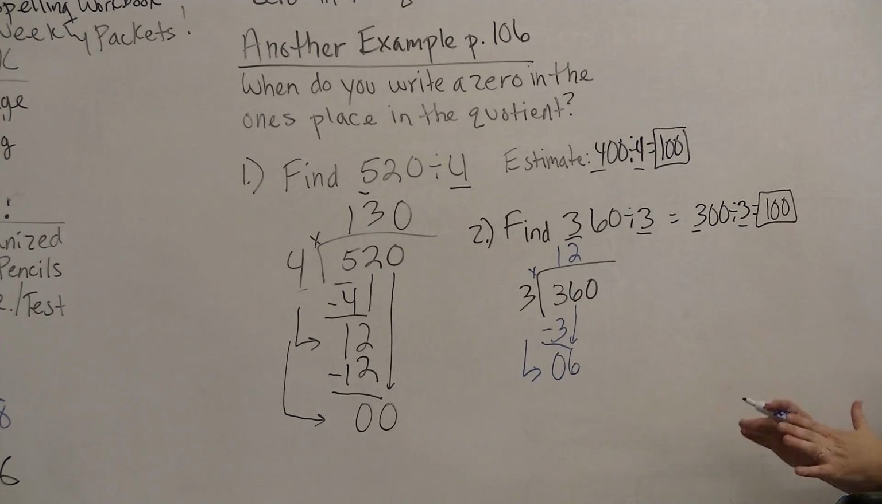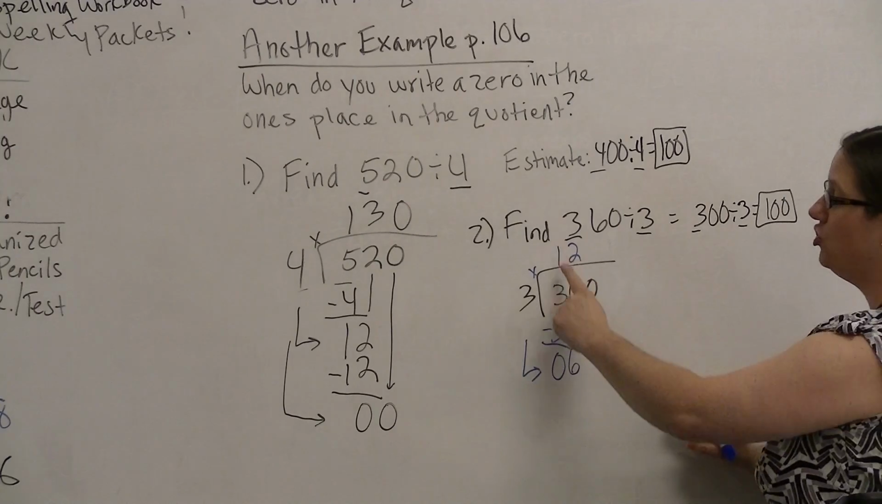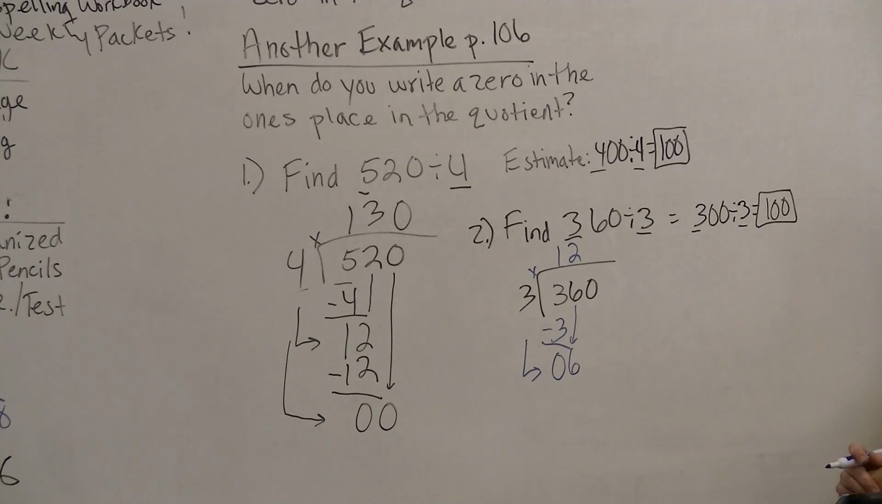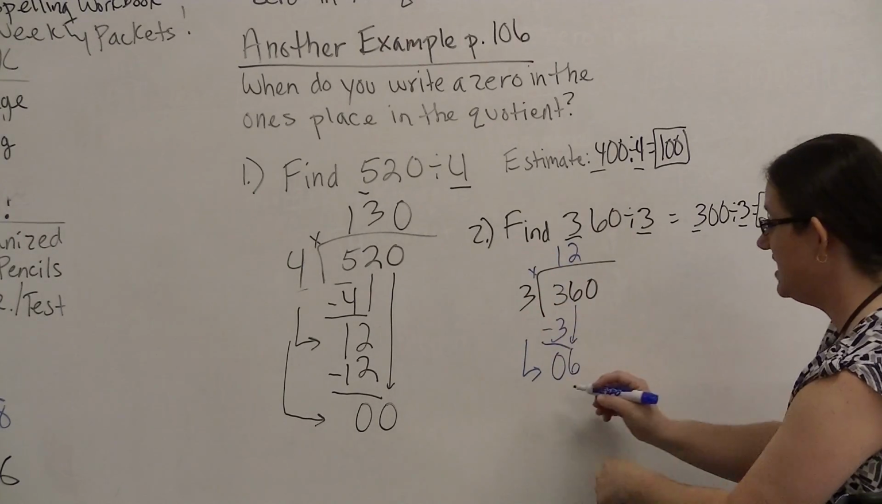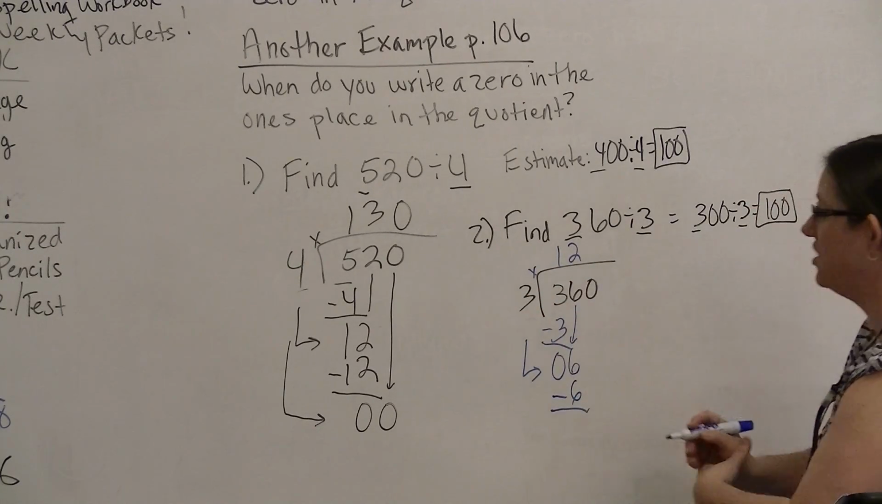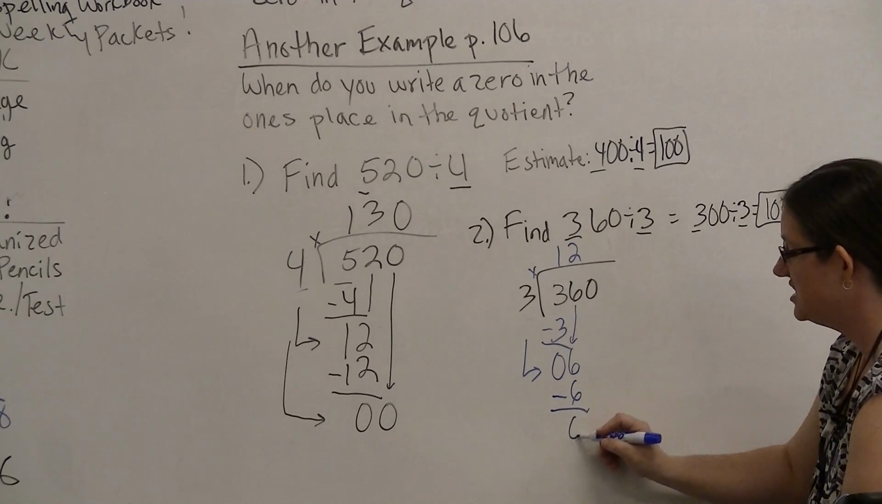Fifth grade, I'm going to interject here just to remind you, make sure you are lining up your numbers according to place value because it does matter. Keep that in mind. 2 times 3 is 6. So now we multiply, now we subtract. 6 minus 6 gives me 0.